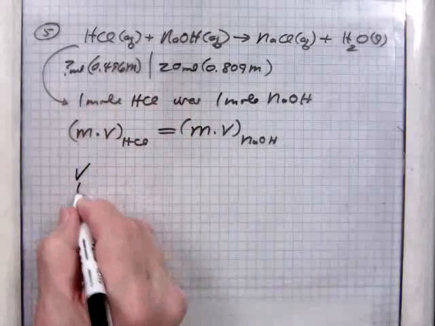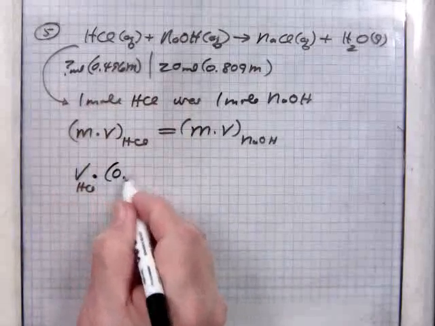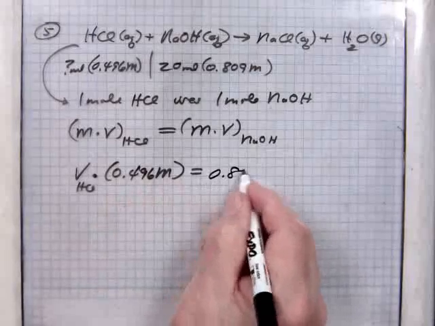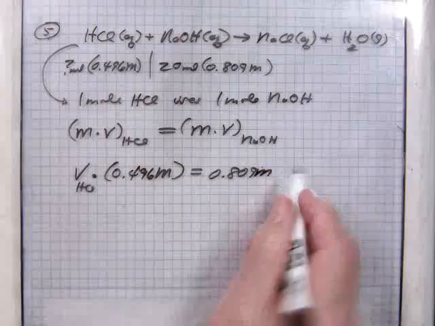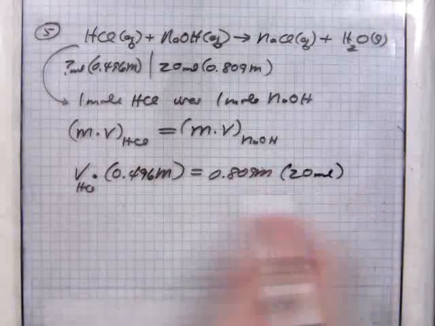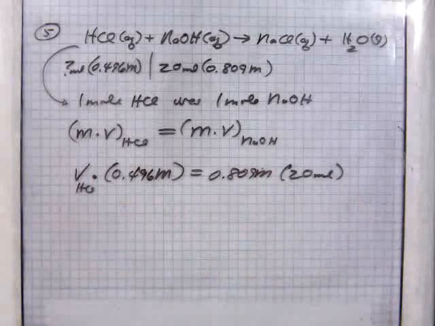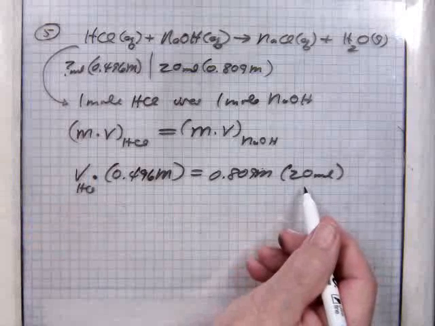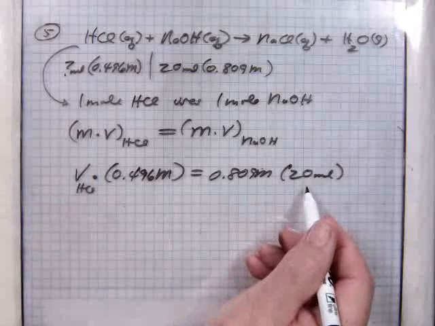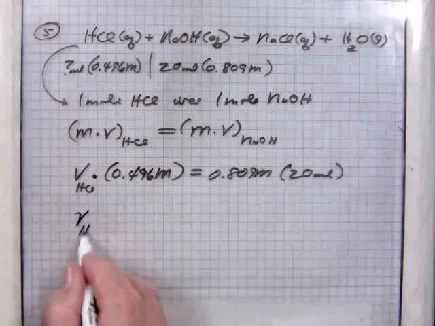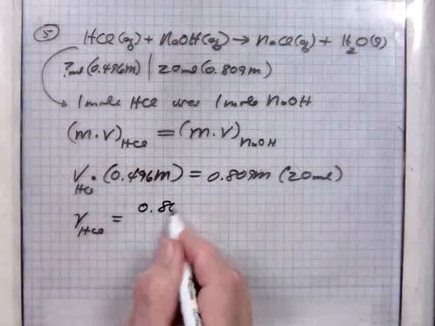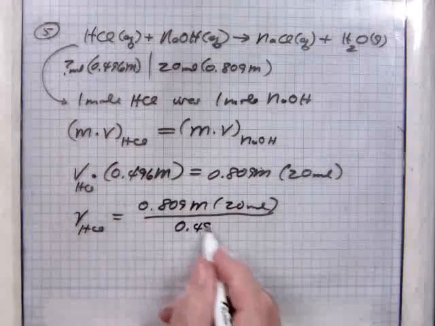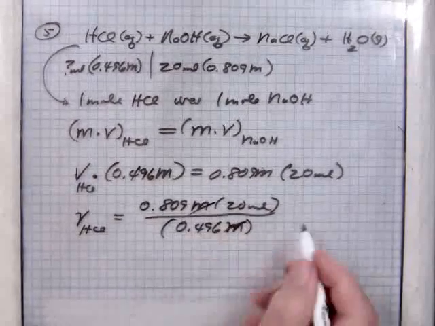So your volume of HCl needed in a 0.496 molar is equal to 0.809 molar times 20 milliliters. Now you do not have to change the liters here because both sides of this equation have the same units. Now if one's moles and one's not, then you have to use liters. Okay, so volume of HCl in this one is 0.809 molar times 20 milliliters divided by the 0.496 molar. Molarities drop out, and you have an answer.